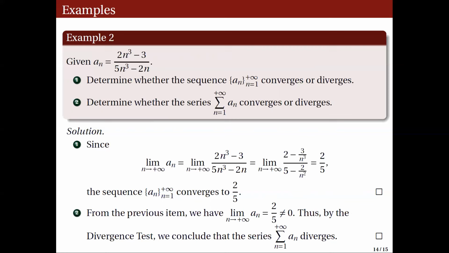I hope you learned something about establishing the convergence or divergence of some selected series here. So I will leave to you the following exercises for you to solve during your free time.